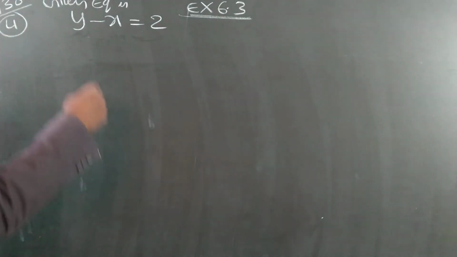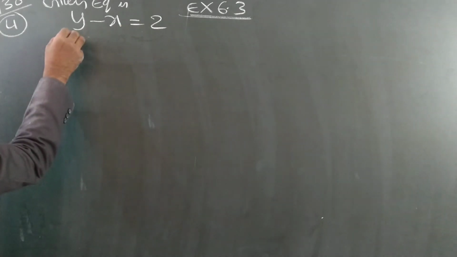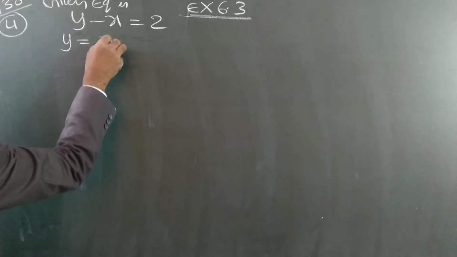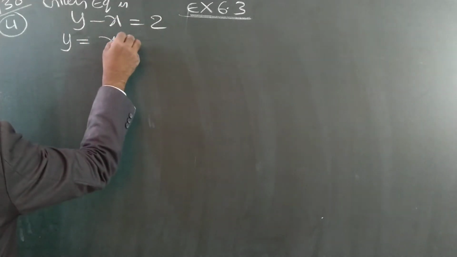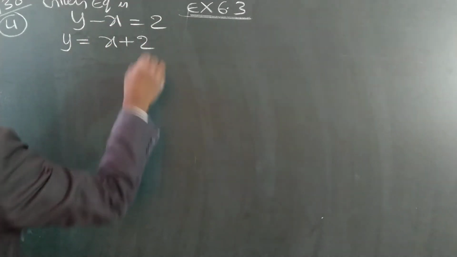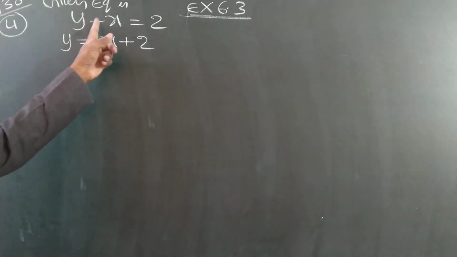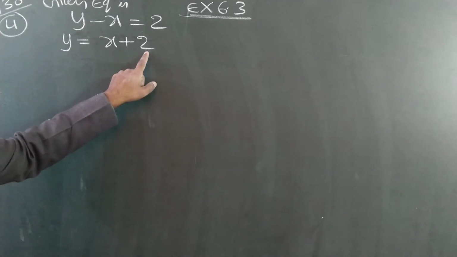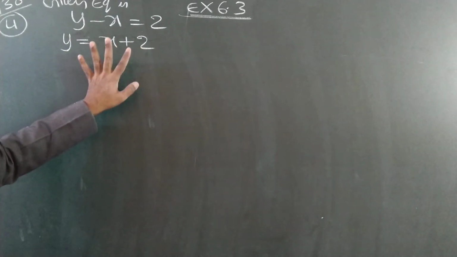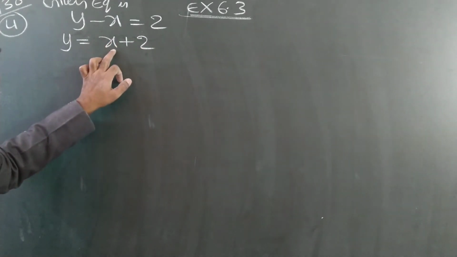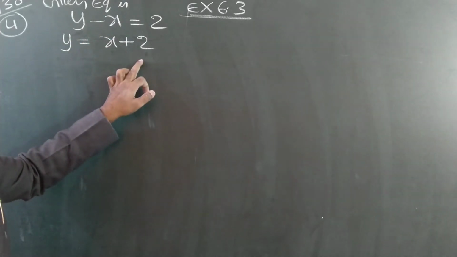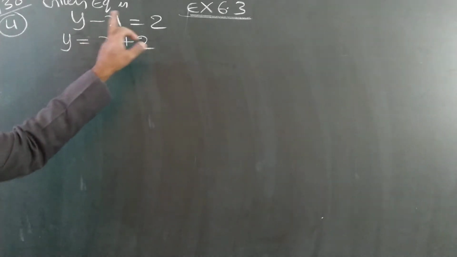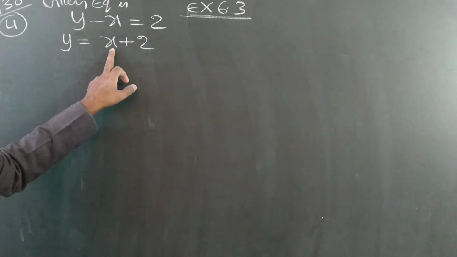So see here, this is the equation. For convenience I will write it like this: y is equal to, I will take minus x to the right side, it will become plus x. Already plus 2 is there, so write as it is. So that it will be convenient, because if you take some x value, directly we will get y. Only for that I took this minus x to the right side.